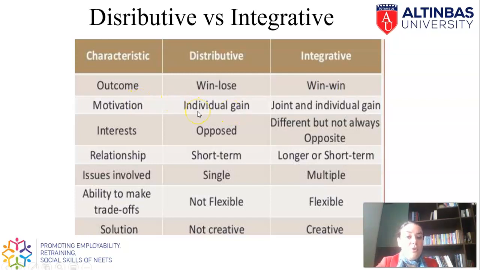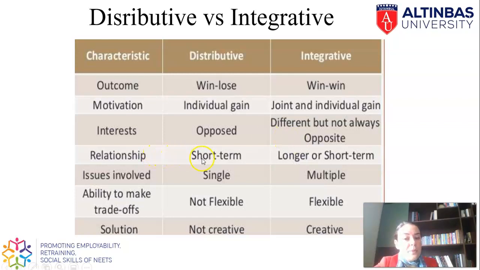The motivation for distributive negotiation is the individual gain, the self-interest. For integrative negotiation, there is both the joint gain, meaning both sides' gain is considered, and also the motivation is, again, the individual gain. Interests are opposed in distributive negotiations. In integrative negotiations, they are different. There are different interests, but not always opposite.